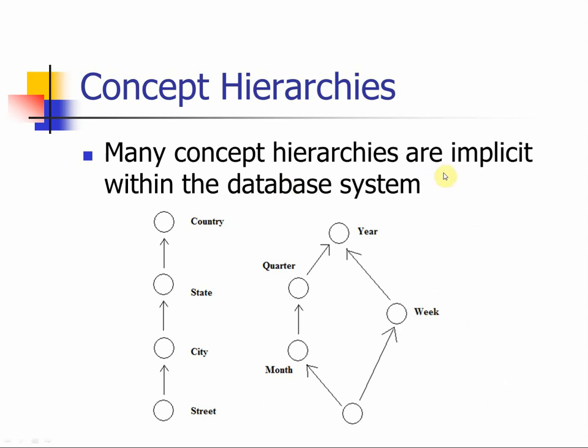So many concept hierarchies are implicit within the database. So street, city, state, country, etc. They are pretty well defined in the mind. However, sometimes they are not really linear. For example, time. You can go this way: month, quarter, and year. You can also go week. So they have different routes to create their concepts, and how you would want to define it is also a pretty interesting design problem in data warehouse structures.